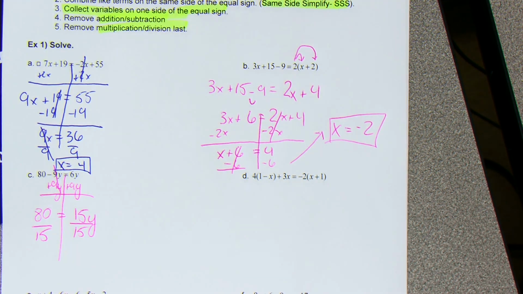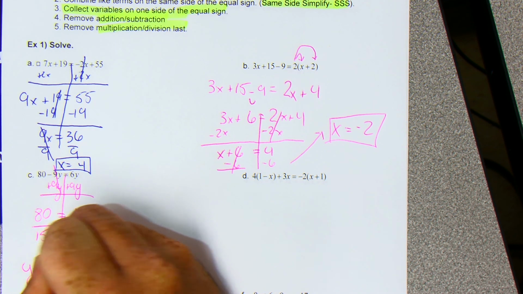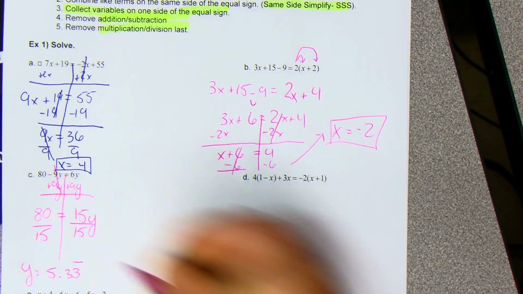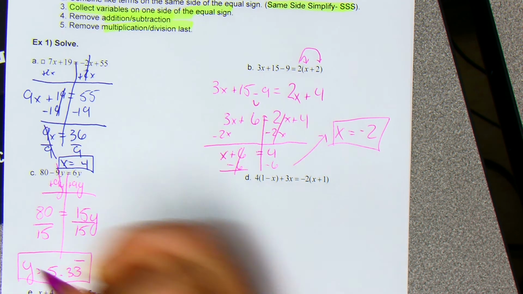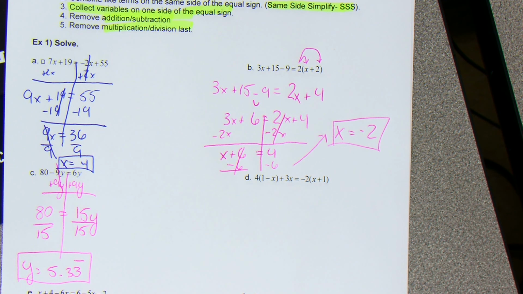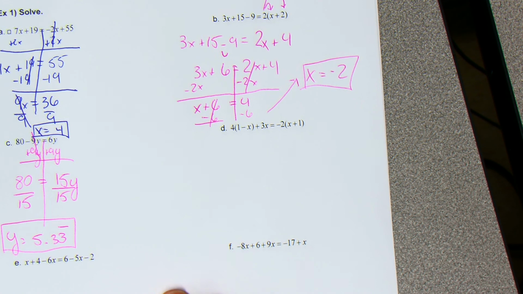Okay, if I did 80 divided by 15 on my calculator, let's see what I get here. It would be 5.33 repeating. So we get y equals 5.33 repeating. Okay. All right, so that is the correct answer for that problem. Let's go ahead and move on to problem 1D. Okay, so we're going to move on to example 1D.